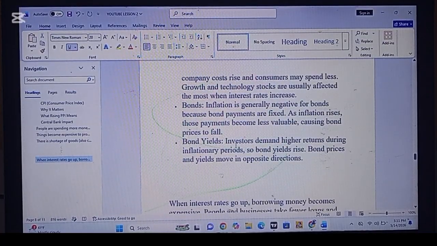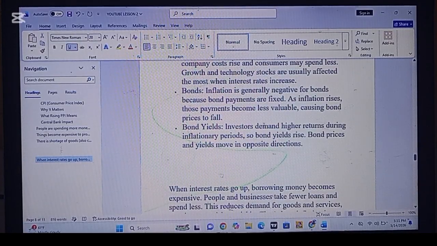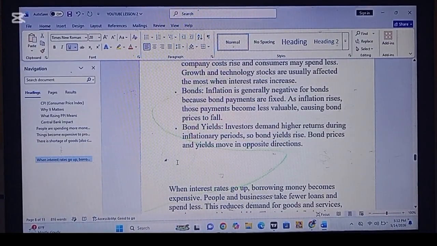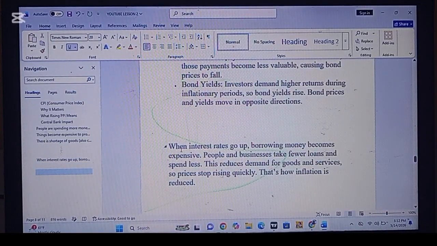So you can see we have bonds and then we have bond yields. Investors demand higher returns during inflationary periods. So bond yields rise; bond prices and yields move in opposite directions. There's a difference between bonds and bond yields. Whenever we have high inflation, the bond yields will automatically rise because of high interest rates. But when it comes to bonds and stocks, it is just the opposite.